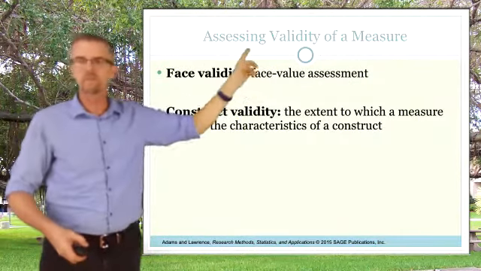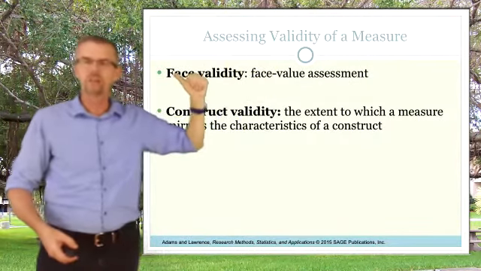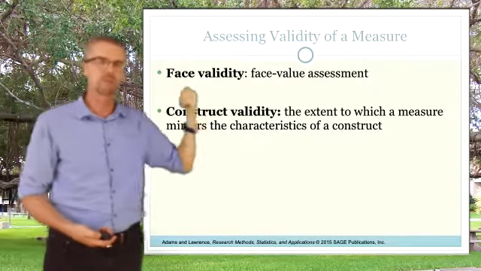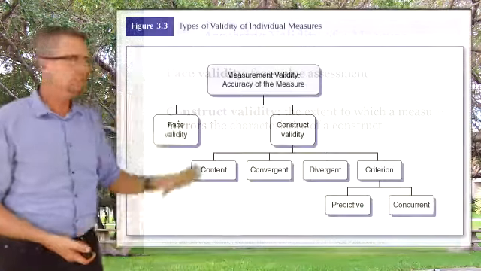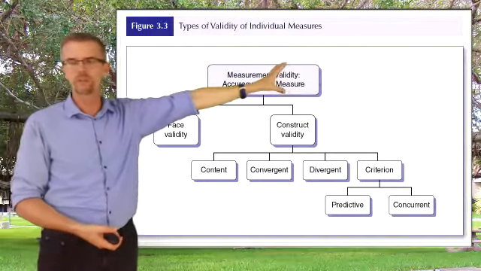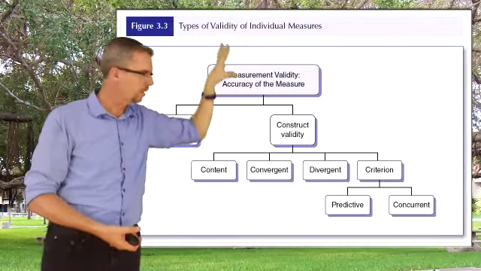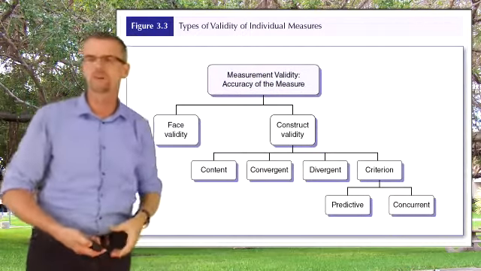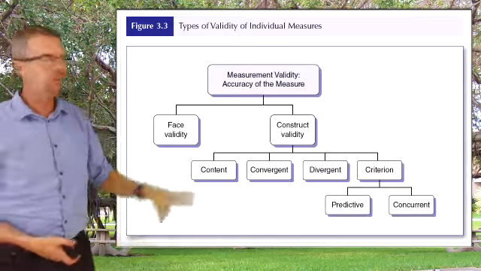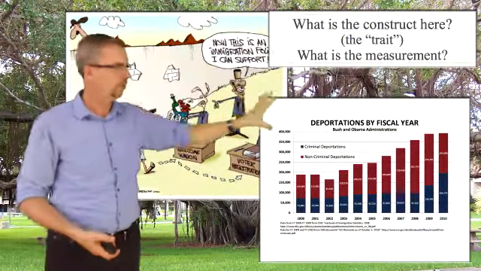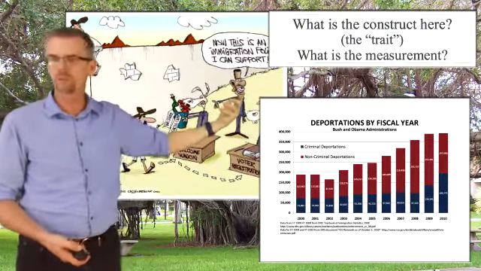Assessing validity of a measure. You can check face validity and construct validity. Those are very, very important terms that we're going to get into now. This is how they do the table on figure 3.3 in the textbook for measuring validity, face validity, construct validity, and there's a lot of breakdown on the construct validity that you can get into.